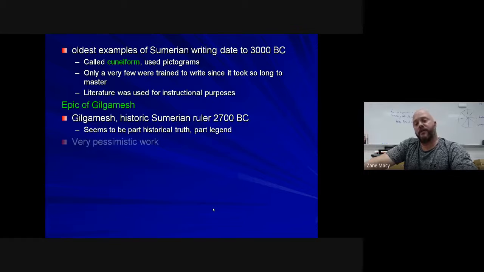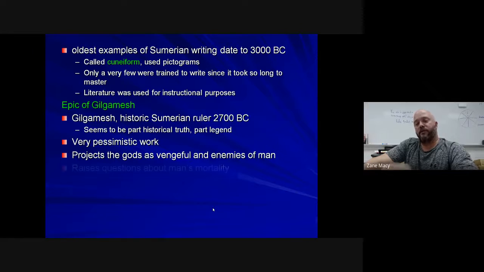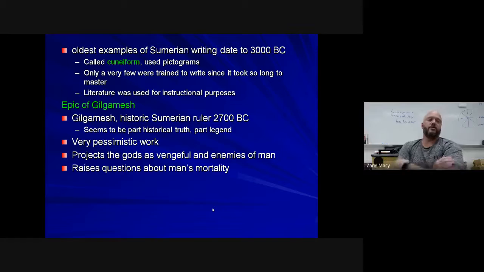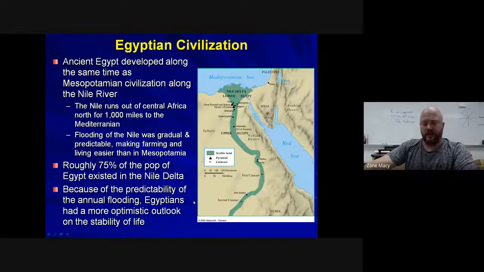The Epic of Gilgamesh, I would love to spend more time on this, and when we get back together, if we're still anywhere close to this, I will end up telling you the story of Gilgamesh. He is kind of like a Sumerian version of Hercules in Greek mythology, or sorry, that would be Roman. The Greek version would be Heracles, who I'll also talk about when we get to the Greeks.